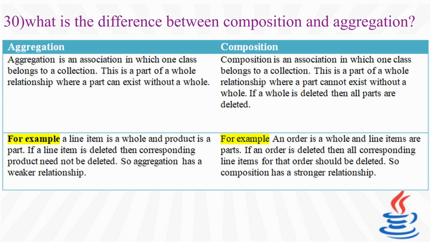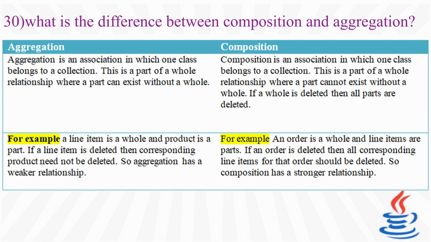Aggregation is a part-of-a-whole relationship where a part can exist without a whole. For example, a line item is a whole and product is a part. If a line item is deleted, then the corresponding product need not be deleted. So, aggregation has a weaker relationship.